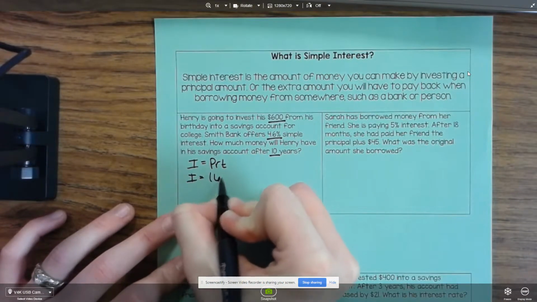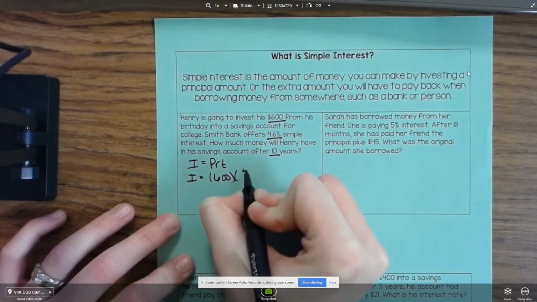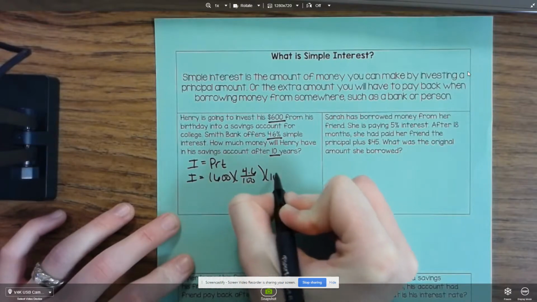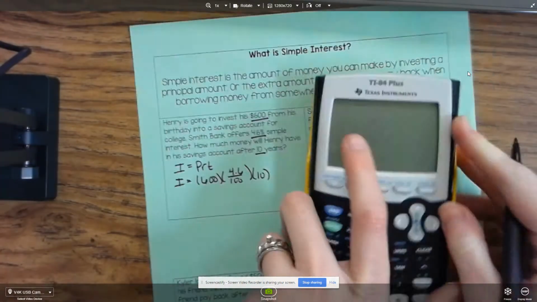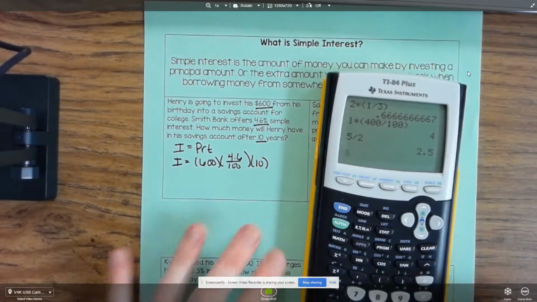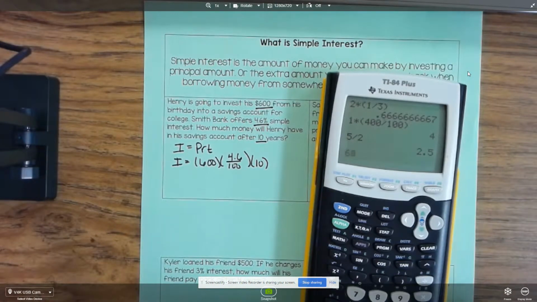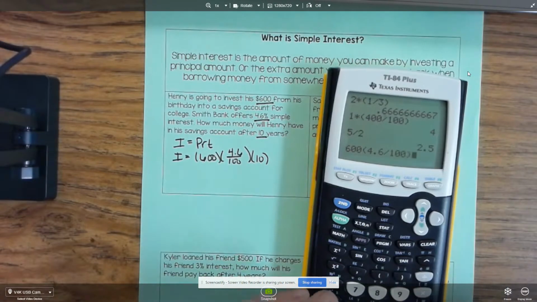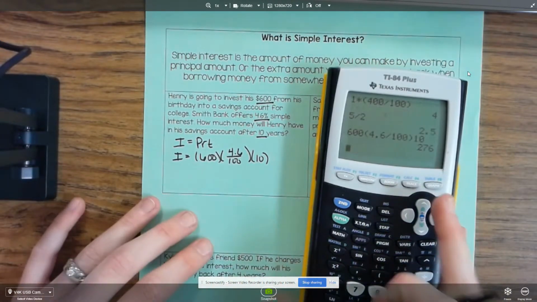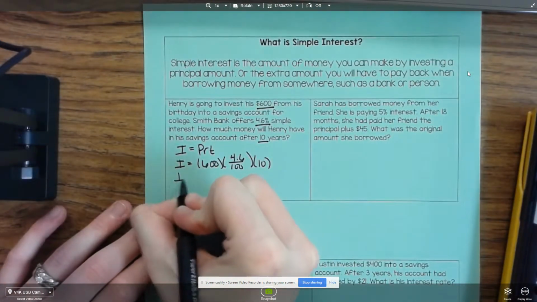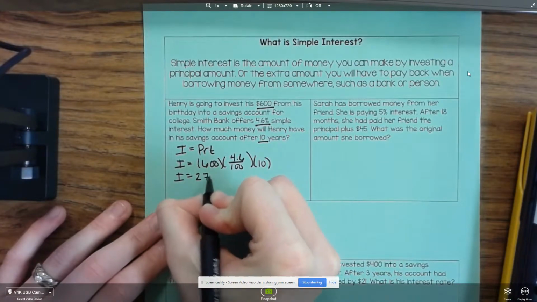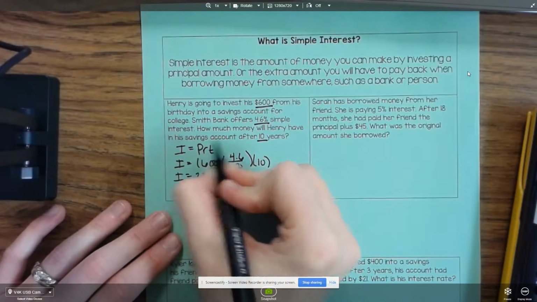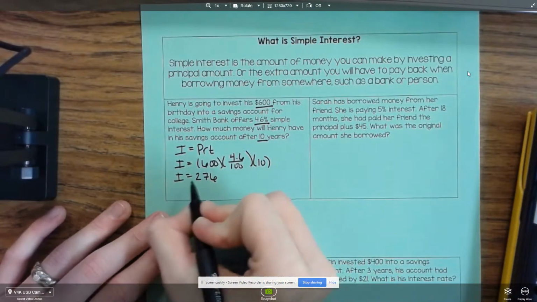So we just fill in everything we have, and then you can just type it straight into your calculator. And so we get interest is 276, but that's not what the question asks. It says, how much money will Henry have in his savings account? This is just the interest.